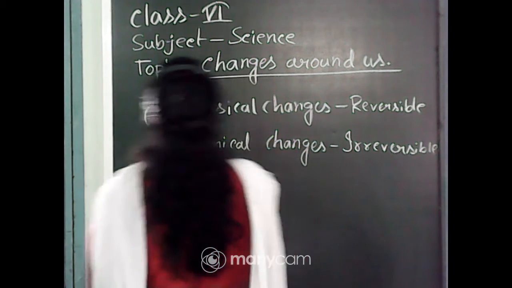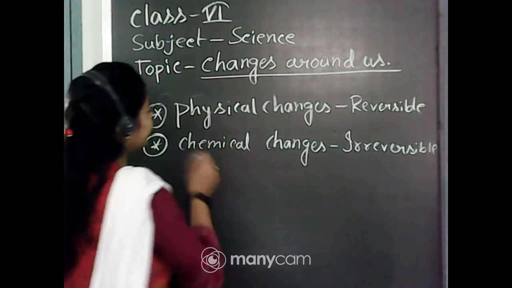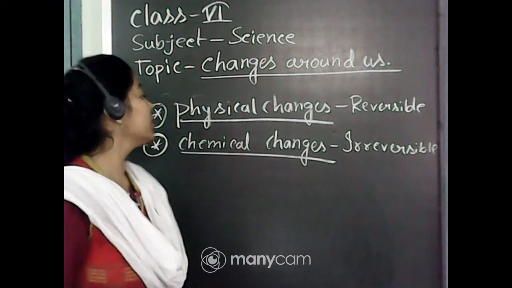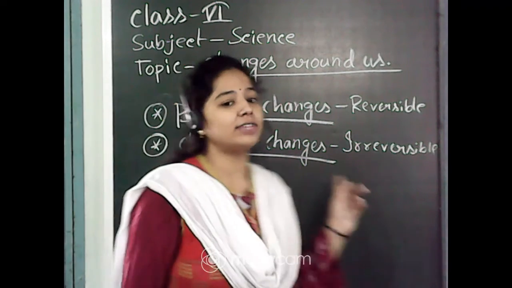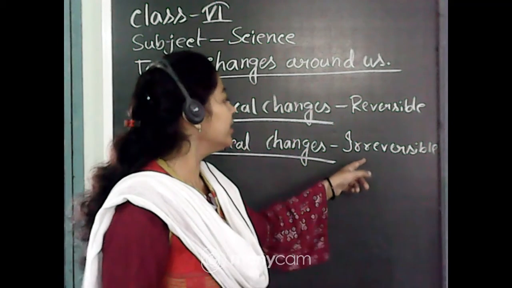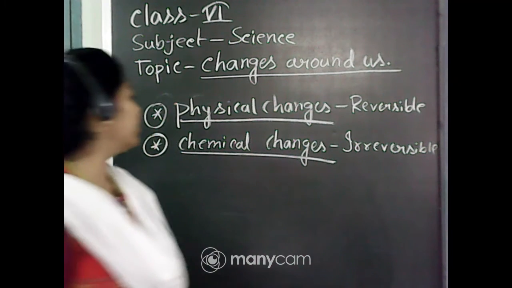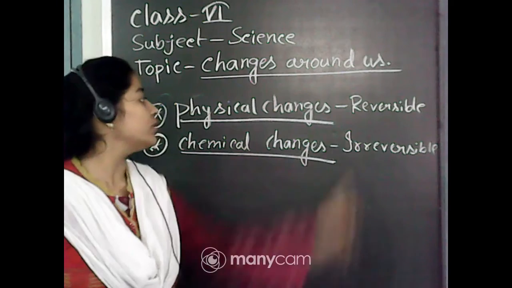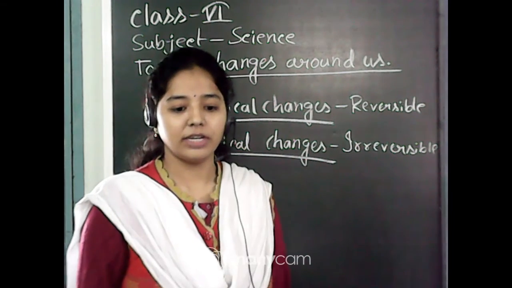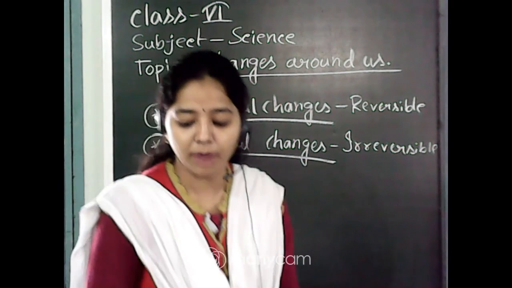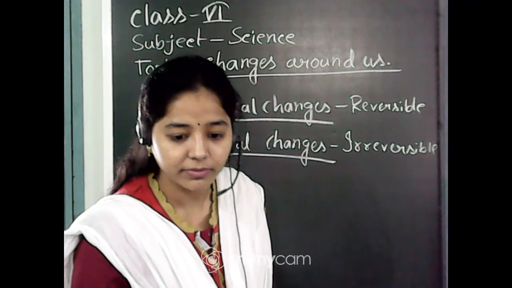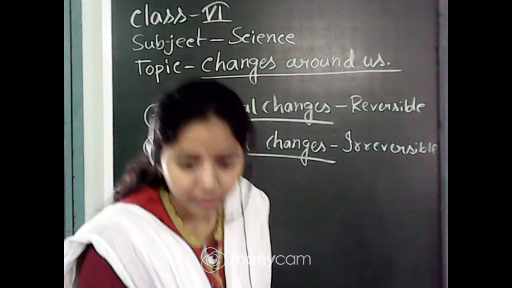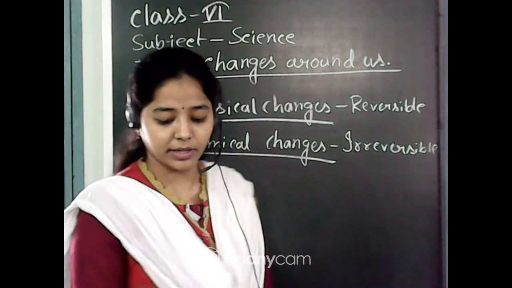Here a new substance is formed in the case of chemical change, but no new substance is formed in physical change. So in chemical change, as a new substance is formed, it is an irreversible change. And in physical change no new substance is formed, so it is a reversible change. You understood this point, everyone? Any problem? I hope there will be no such problem in this case.